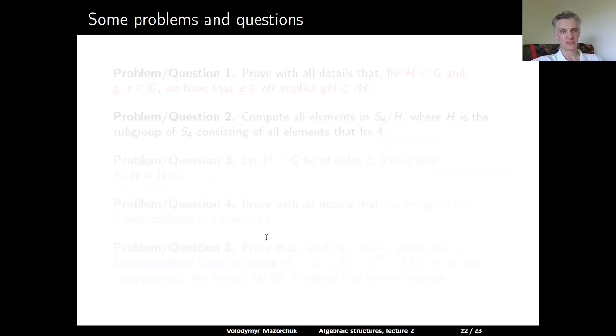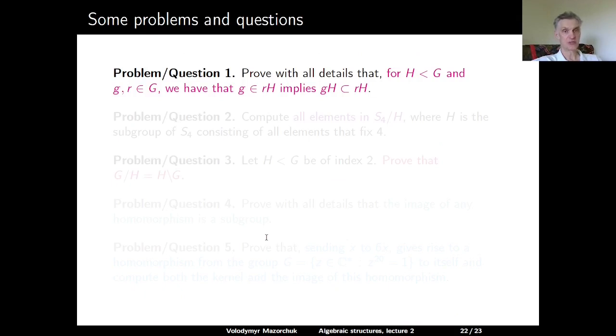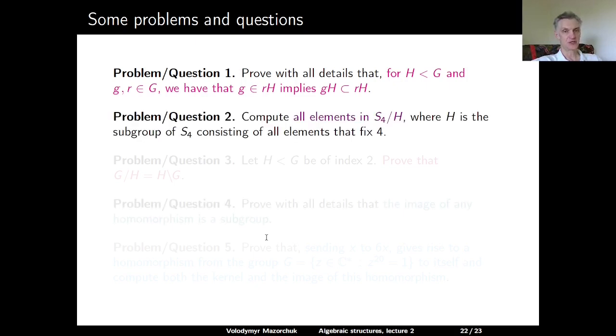Some problems and questions at the end. Problem question 1. Prove with all details that for any subgroup H of G and any elements G and R in G, the fact that G belongs to RH implies that GH is a subset of RH. Problem question 2. Compute all elements in the set of left H cosets in S4, where H is a subgroup of S4 consisting of all elements that fix 4.